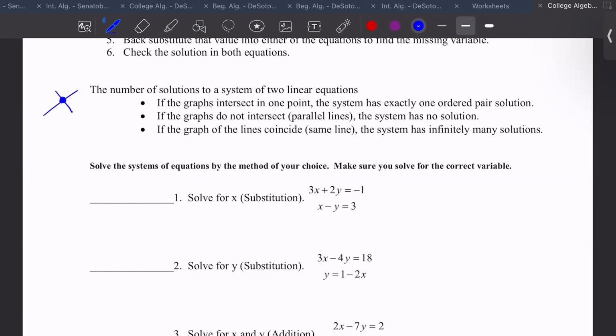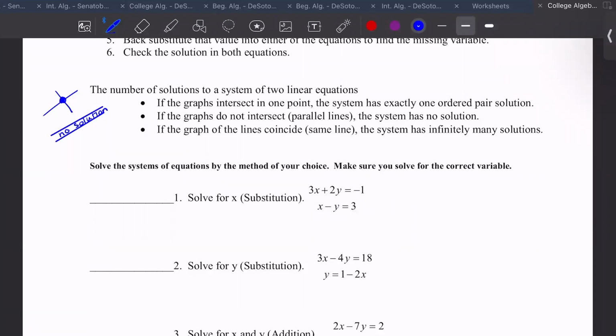If they don't intersect, that means they're parallel. Okay, I'm going to do my best to draw a parallel line. It probably will not be exactly parallel. Okay, that means no solution because they don't cross. They don't have anywhere that they intersect.